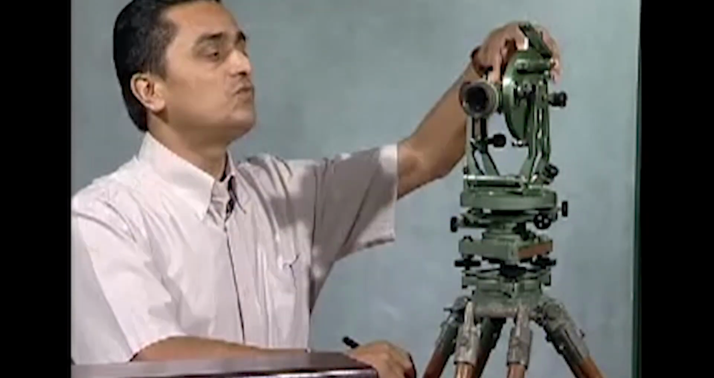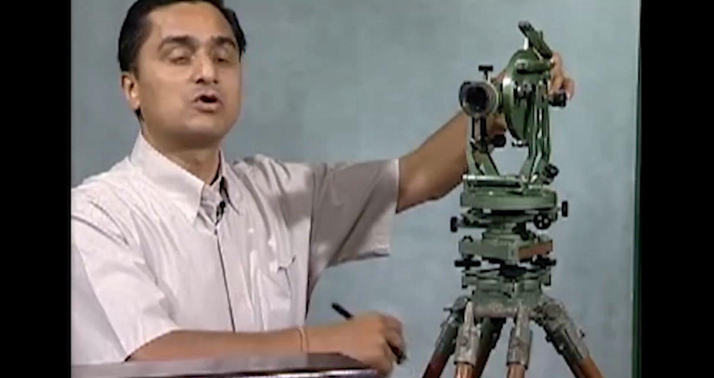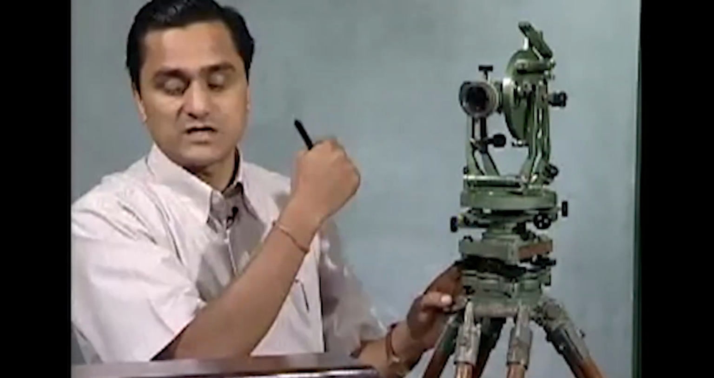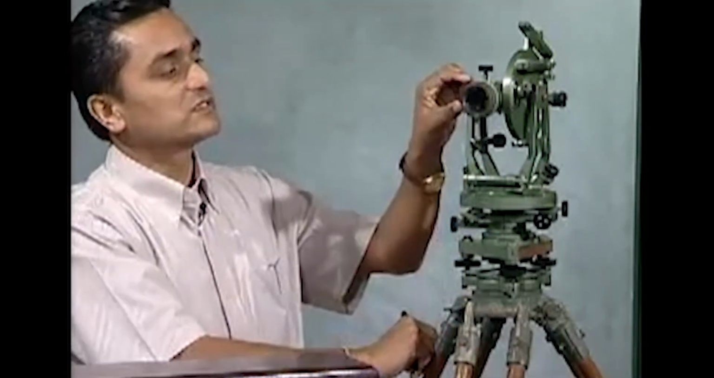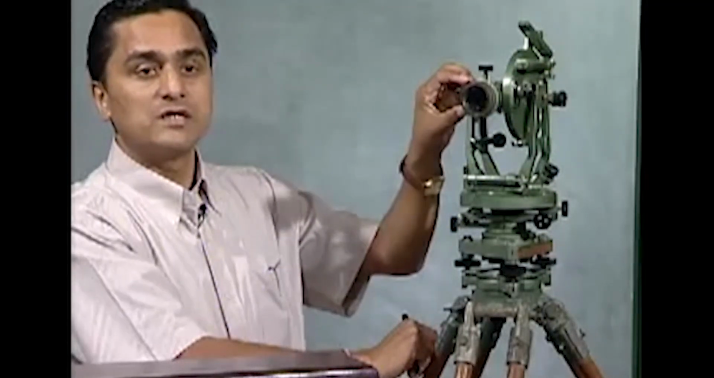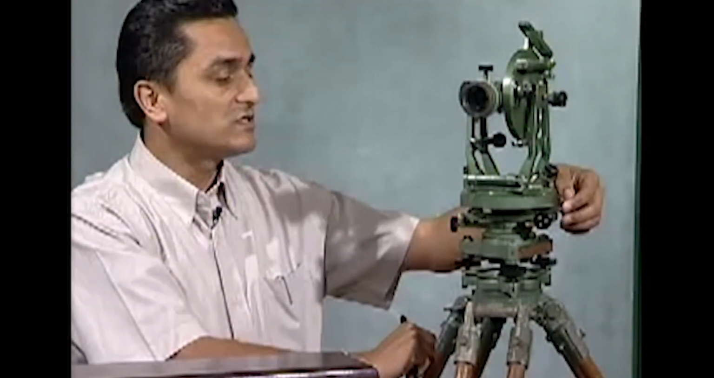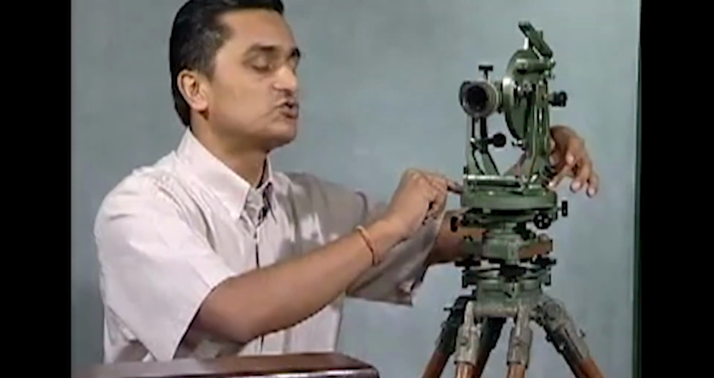I don't need to focus the eyepiece anymore because it's the same user working with the instrument. But I will need to focus for the object, because the object distance may be shorter or longer than the object at A. So again I focus for this particular object, and after focusing it, I bisect it very precisely using the tangent screws. Now I am ready to take the readings again in these two verniers.